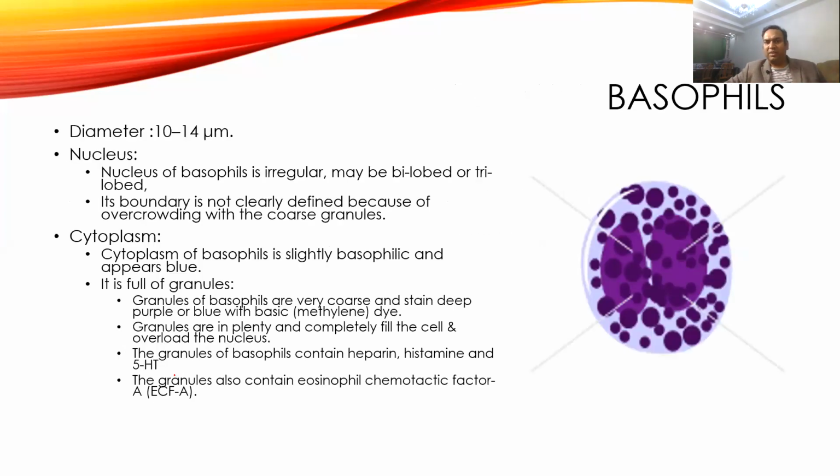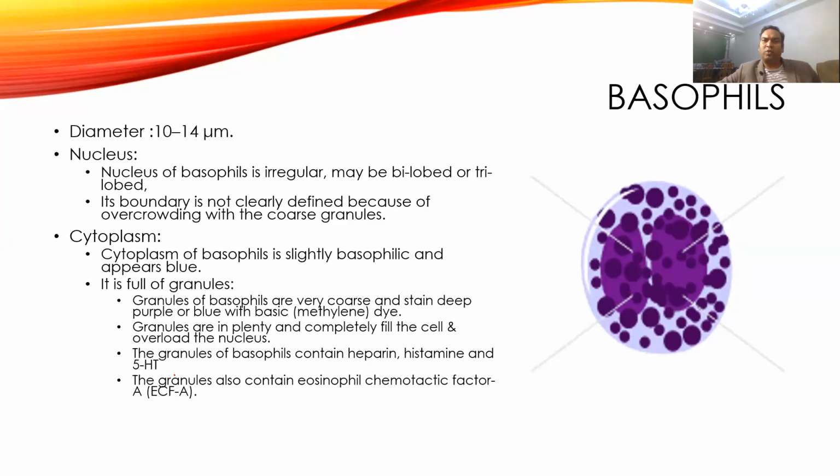Then come to the basophils. It is also 10 to 14 micron. It contains a bilobed nucleus. Sometimes it contains a trilobed nucleus, but it is not much visible because it is completely covered with coarse granules. The granules present in eosinophils, as compared to basophils, are smaller, while basophils contain much larger or coarser granules. So neutrophils have very fine granules, eosinophils have coarse granules, while basophils have much coarser granules.